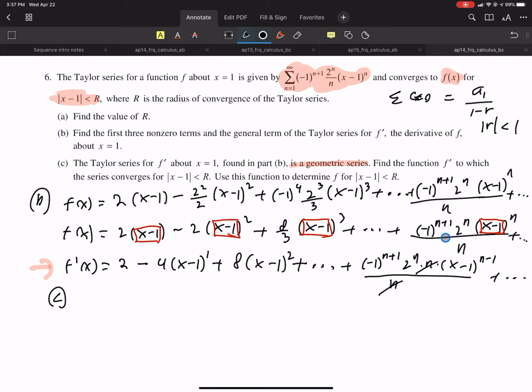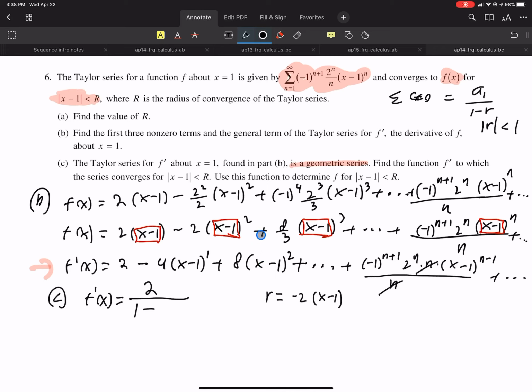So the first term of f prime of x, a sub 1, is 2 over 1 minus r. r is your common ratio. So in other words, what did you multiply to go from here to here? What did you multiply to go from here to here? So your r is going to be negative 2. To go from 2 to negative 4, you multiply by negative 2. And to get that, you must have multiplied by x minus 1. Now, to double check that, this times this should equal that. And I believe we are good to go.